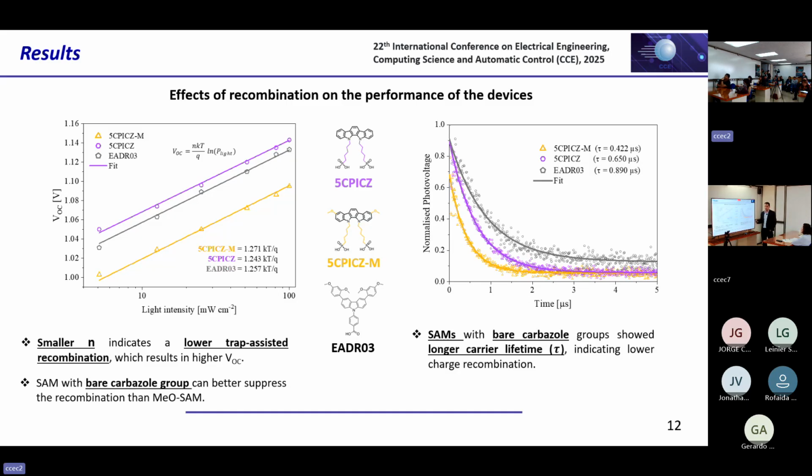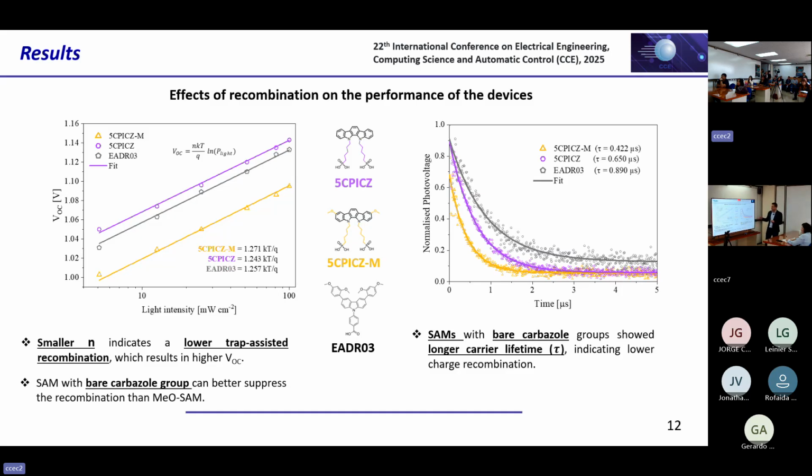And also to investigate even more how the SAMs can reduce the recombination in the device, we measure the transient photovoltage. And in this one, we observe the VOC decay over time. Similar to the time resolved photoluminescence, the longer time represents a longer carrier lifetime.